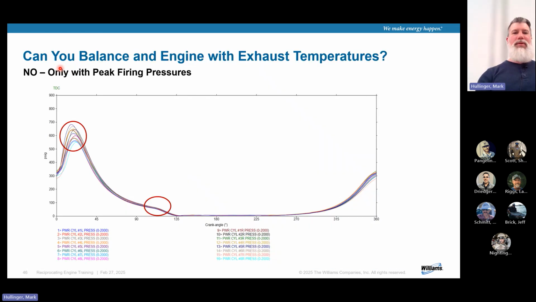Okay. So I put this in here just for that knowledge. I realize it's easier just to look at the exhaust temperatures, but you're not changing the peak pressures or the horsepower much. So you're not fixing combustion, if that helps.